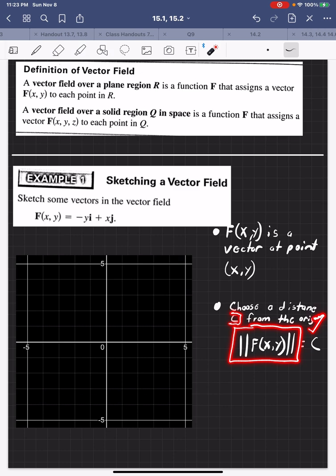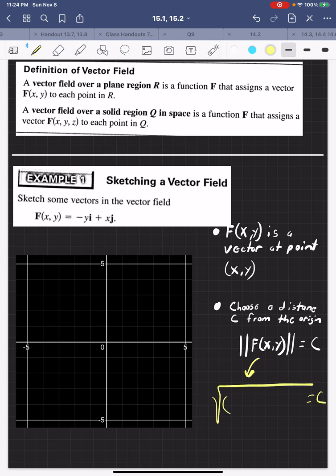Now, obviously, you could sketch all different types of vectors, but if you listen to me, I can save you a little bit of time, because we're going to start off by choosing some easy values of c, distances to work with. Just recall that the magnitude of a vector is fairly simple. It's just the square root of each component squared.